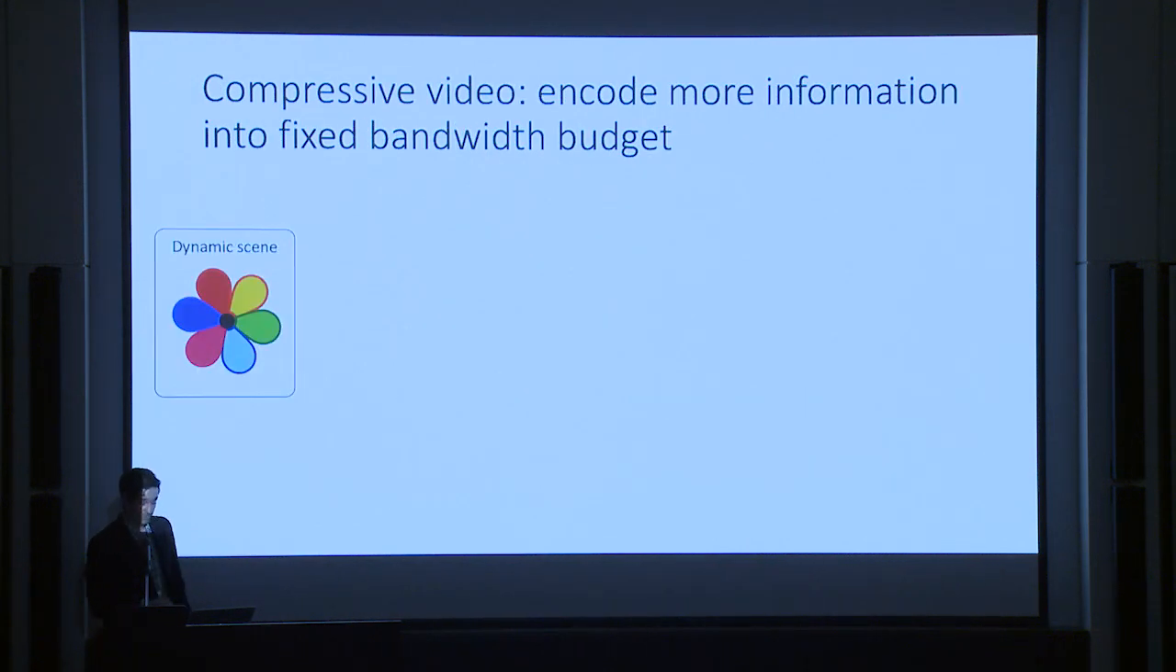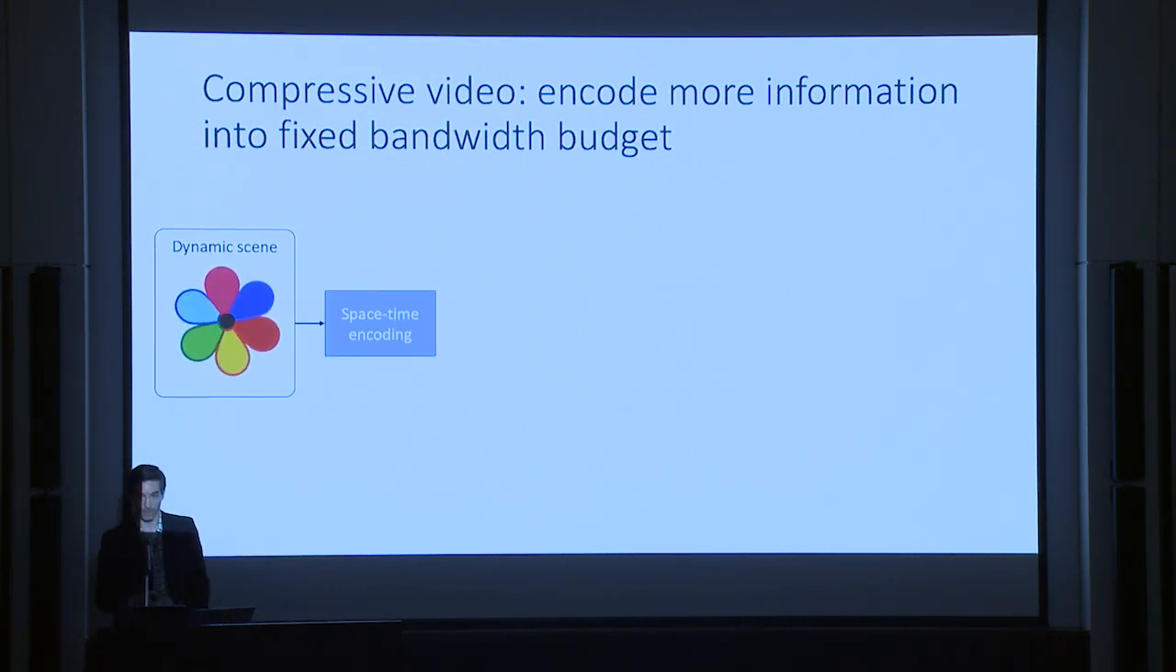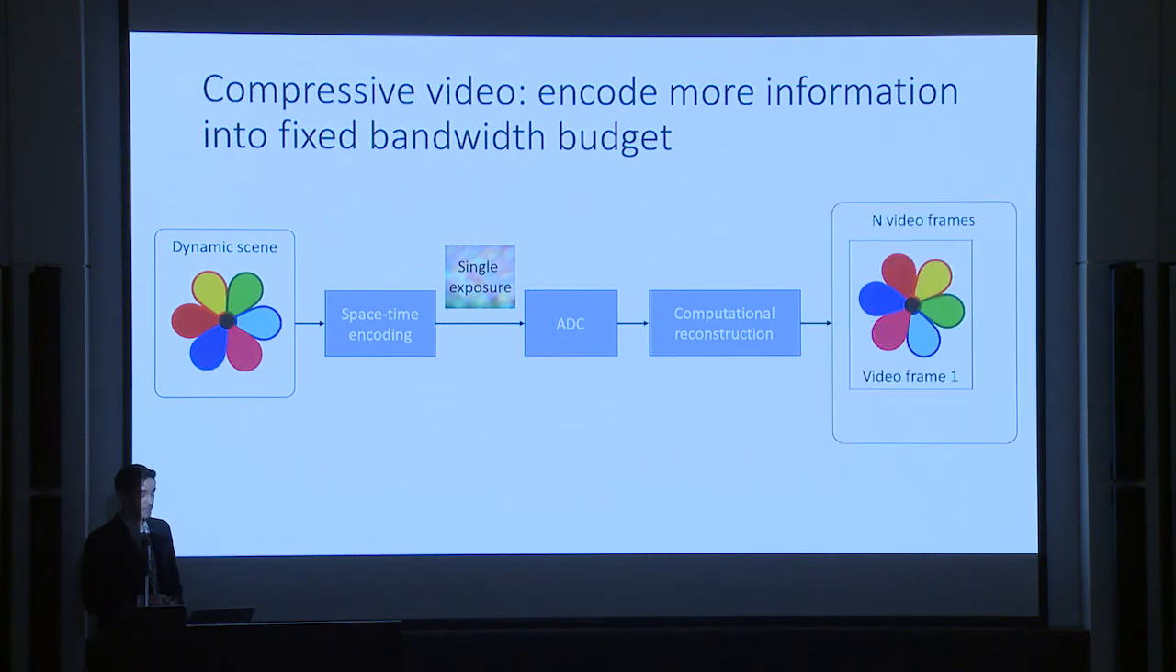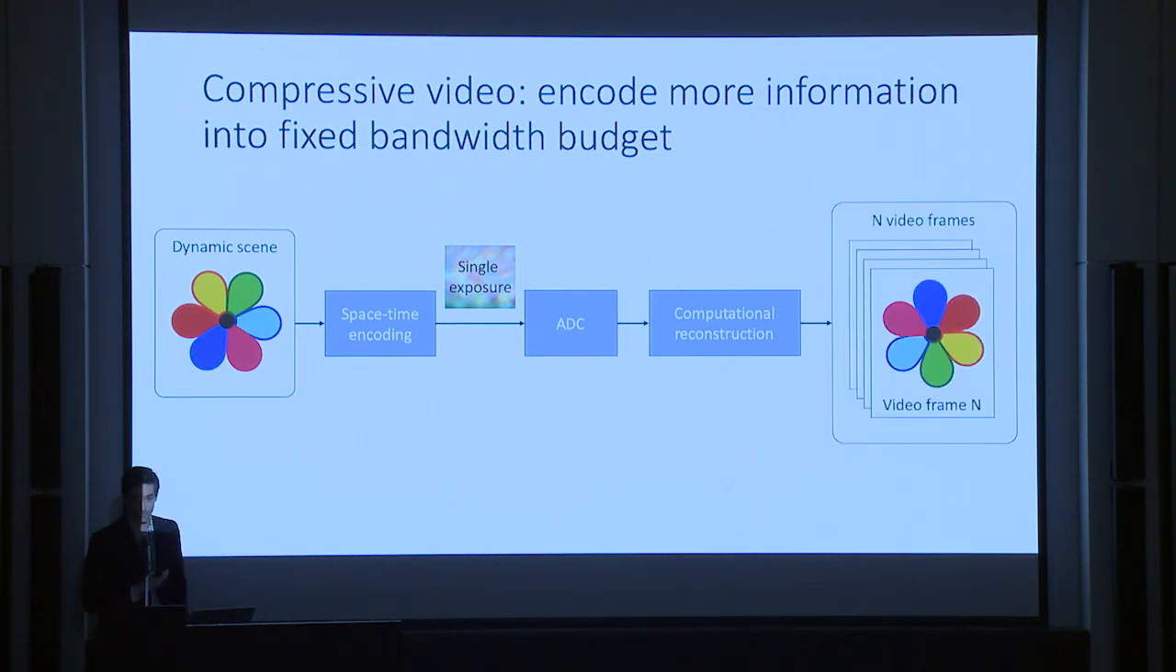The idea behind compressive video, which is what I'm going to talk about today, is to be more efficient and break this trade-off by encoding more information into the same bandwidth budget. So in compressive video, the dynamic scene is moving while some kind of a space-time encoding optical and sensor system is recording multiple frames. These frames are then encoded into a single exposure. That one exposure is then converted to digital, and then a computational reconstruction is performed from this one frame, expanding it back into the sequence of stills that comprise the video. So the point here is that this reduces the load on the ADC, so this thing can capture more information with a fixed bandwidth budget.